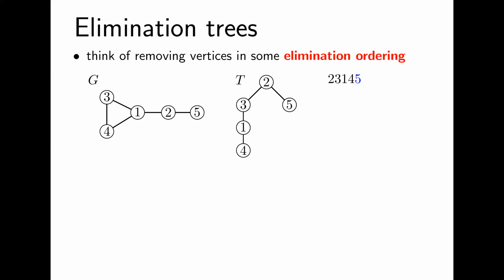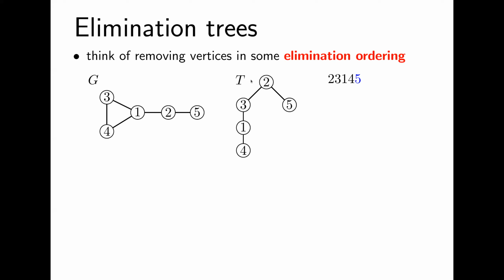So let me say a few more words about the correspondence between this elimination tree and this process of removing vertices. The way that we should think about this elimination tree is as a process in which I remove vertices, and this order in which I remove the vertices, this is what we call an elimination ordering. So this is nothing else than a permutation. So this permutation 2, 3, 1, 4, 5 is one elimination ordering in which I remove the vertices. So first 2, then 3, then 1, then 4, then 5. This is one particular elimination ordering that gives this elimination tree.